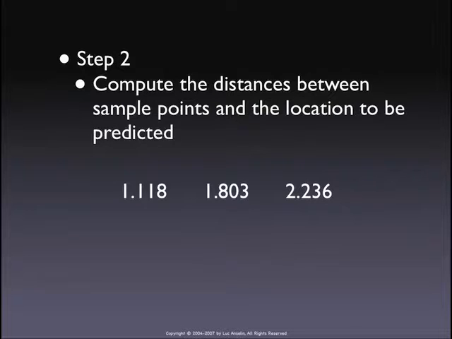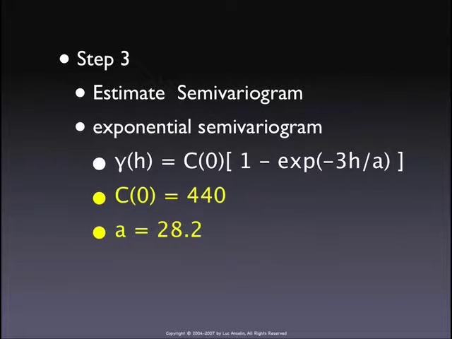Simple Euclidean distances. We need those. Then we need a variogram. So we need the variogram. We need to do all the squared differences, we need to pick the bins, we need to estimate a value for each of the bins, and then we fit a curve through that.